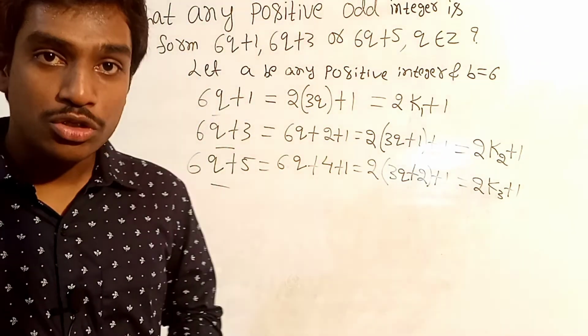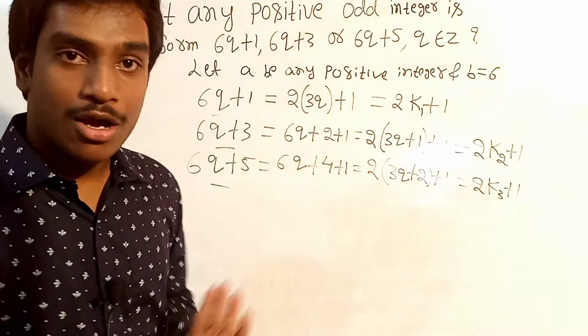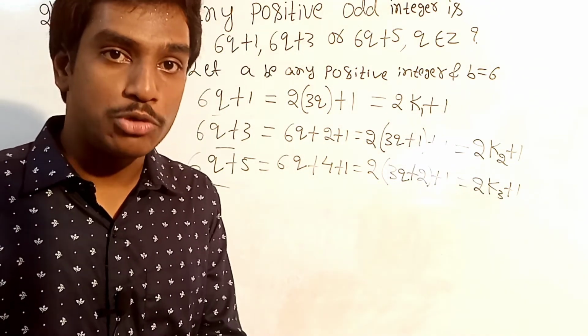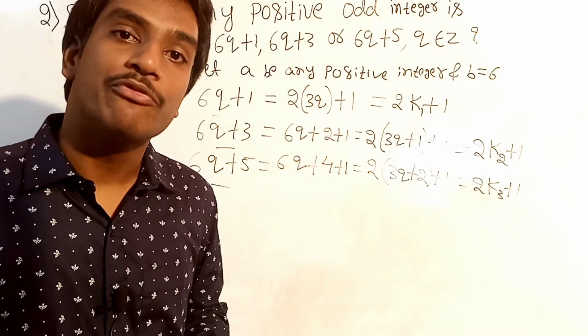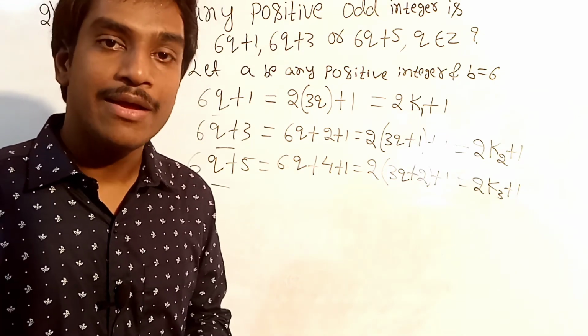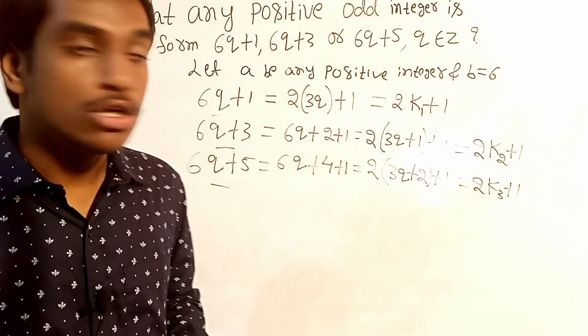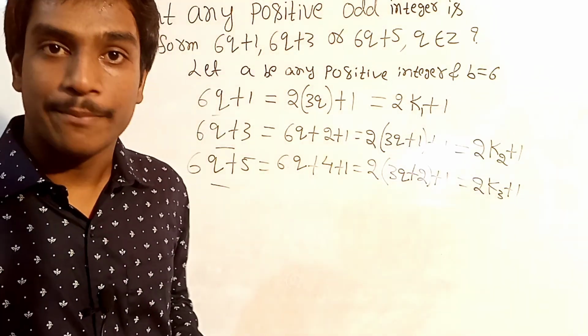I hope you understood. Just to recall, we used this logic to prove it: all even numbers are of the form 2m and all odd numbers are of the form 2k plus 1, where k is any integer, and we used Euclid's division lemma to prove this theorem or problem.